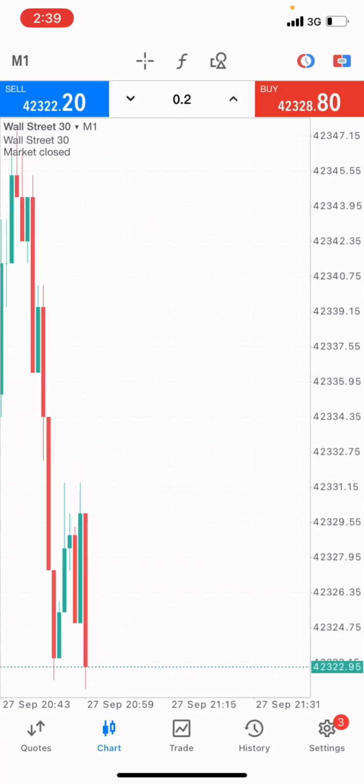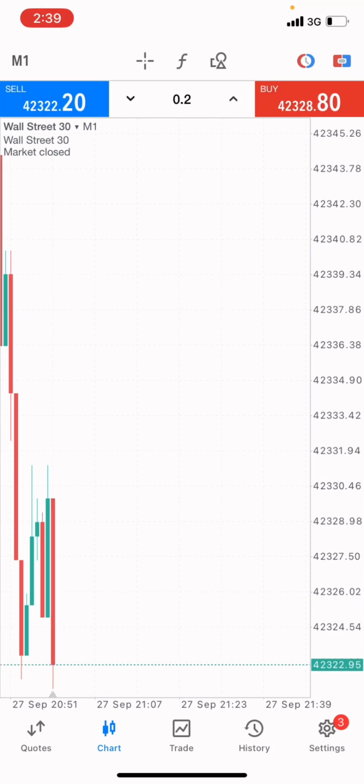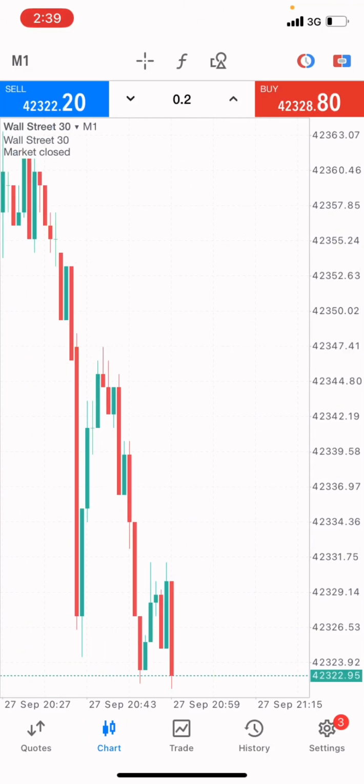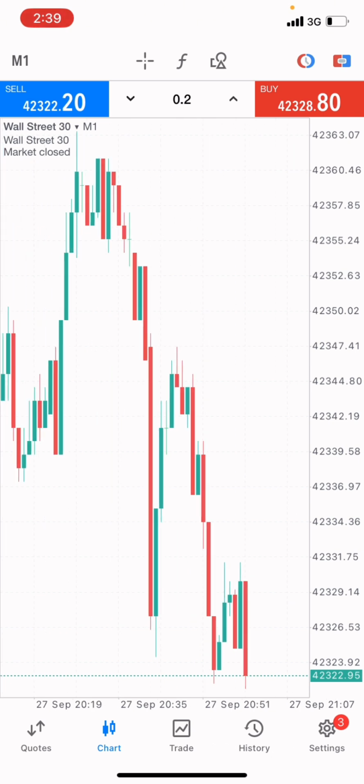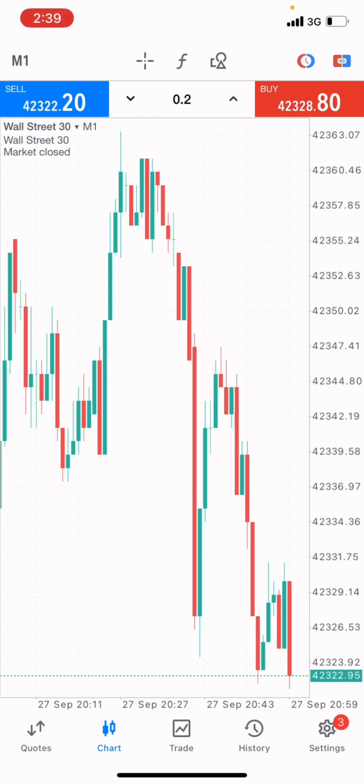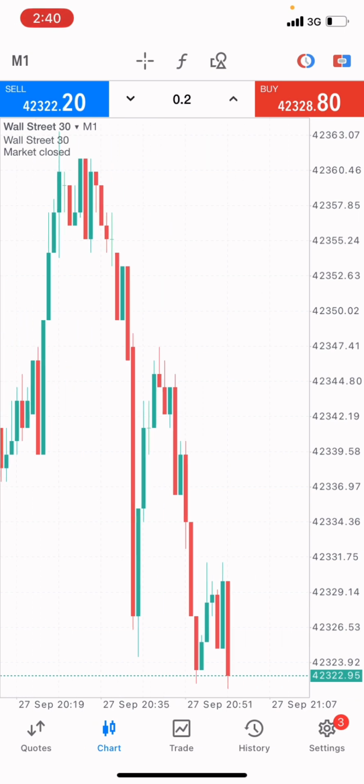To another strategy and another analysis on the US30 market. As we can see right now, the market is currently closed because today is a holiday. Also, this trend line right here, you're currently seeing that the market chart is the previous historical trend from the previous weekend, which is on Friday, and the market literally ended on a sell.